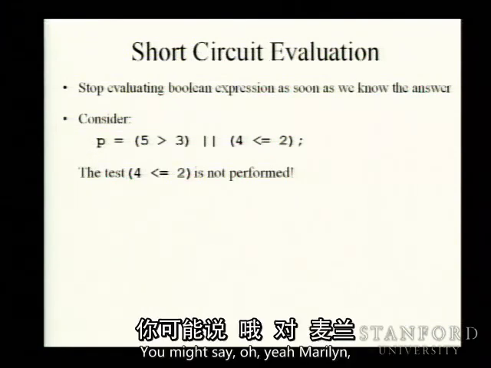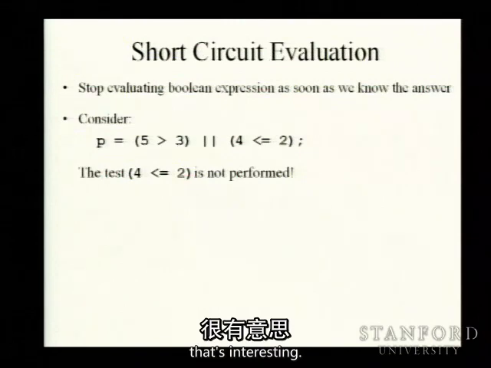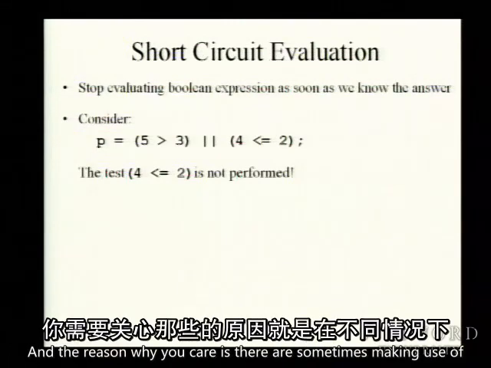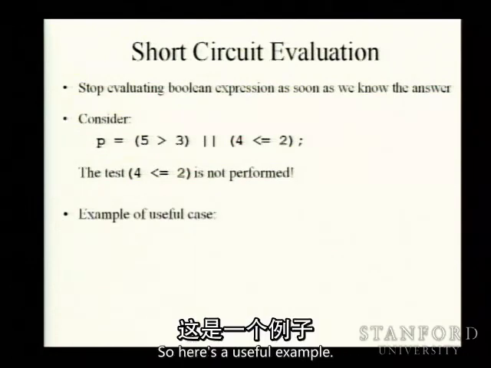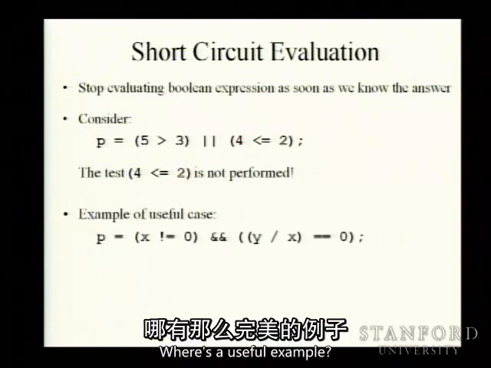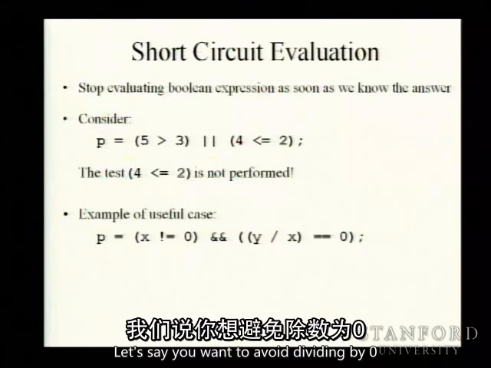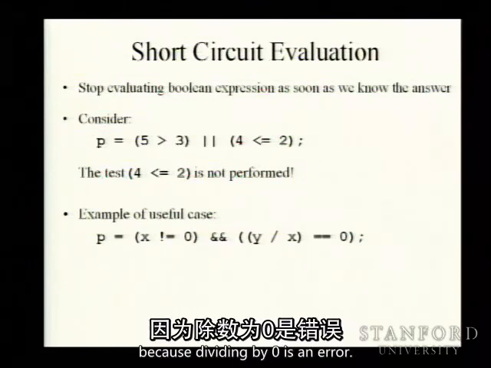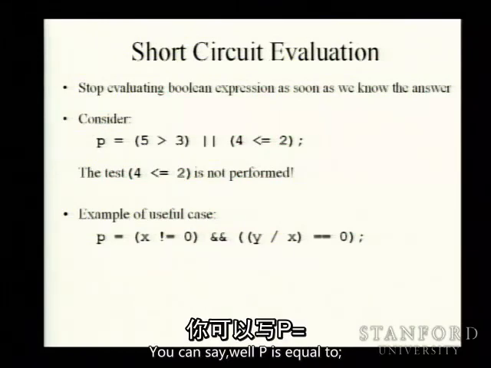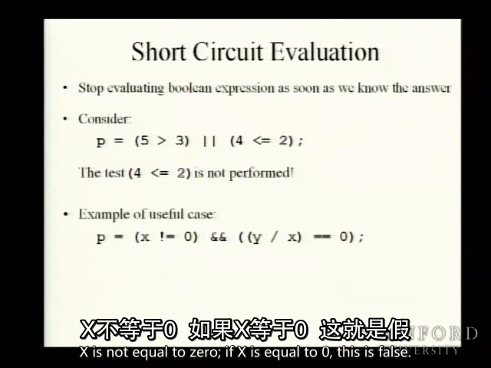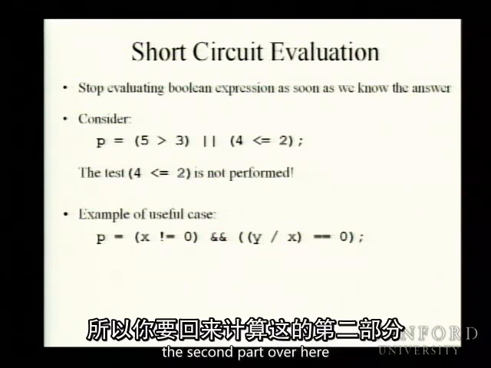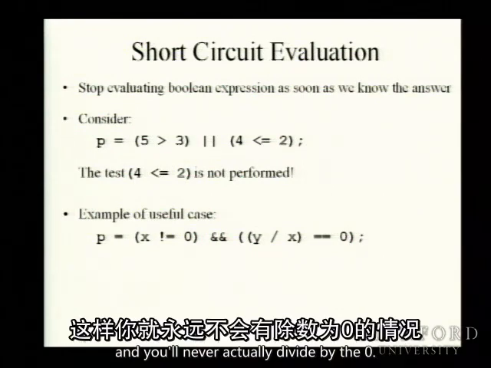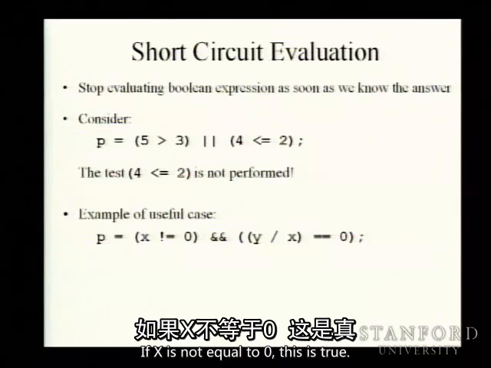And you might say, oh, yeah, okay, that's interesting. Why should I care? The reason you care is there are times when making use of this actually makes a difference. So here's a useful example. That's a not so useful example. Here's a useful example. Let's say you want to avoid dividing by 0 because dividing by 0 is an error. You can say, well, p is equal to x is not equal to 0, and then the division. If x is equal to 0, this is false. False and anything is false, so it won't evaluate the second part over here, and you'll never actually divide by 0. If x is not equal to 0, this is true.